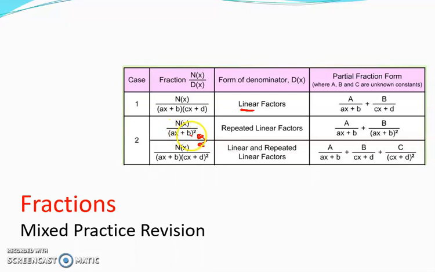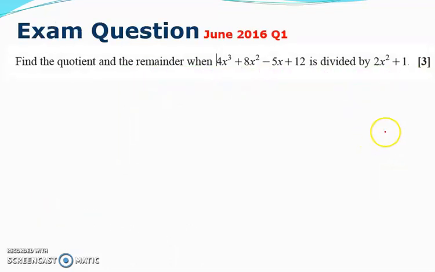Because you have what's called a repeated linear factor, i.e. it says squared in both examples. You'll notice on this one it's cx plus d squared, so you end up with B over cx plus d and C over cx plus d squared. Here it was the ax plus b that was repeated, so therefore you get A over ax plus b and A over the squared thing as well. And that form where you get two versions for the repeated factor is what I want you to look out for. So a few questions then based on this.